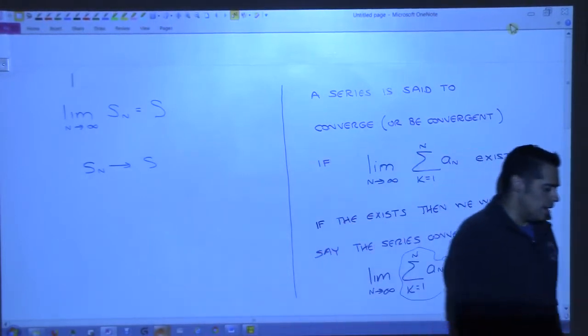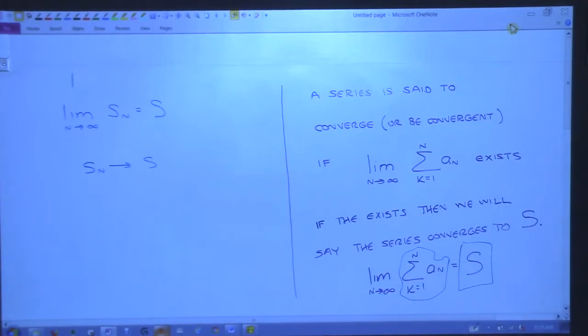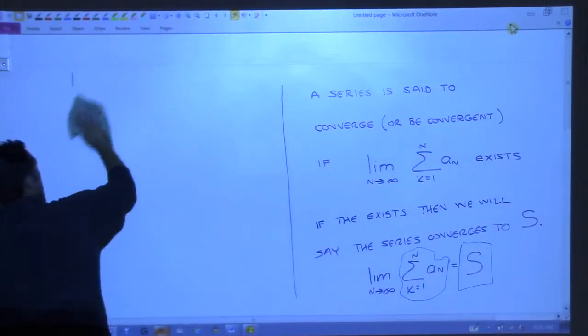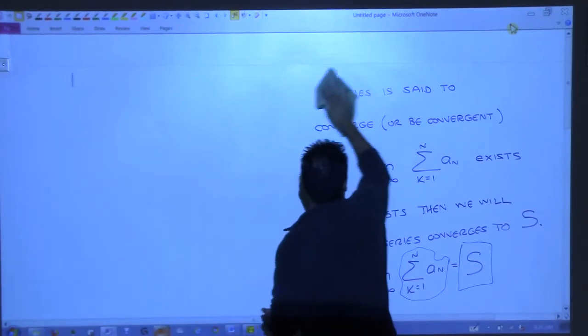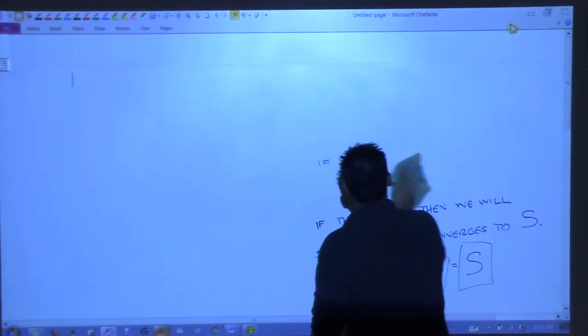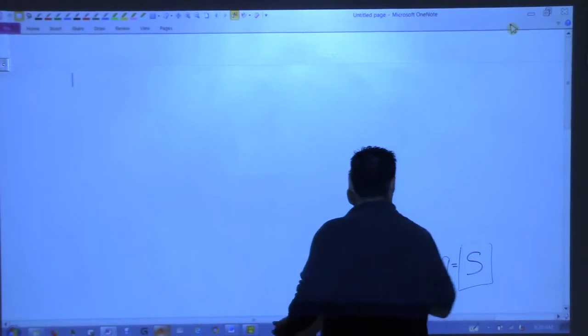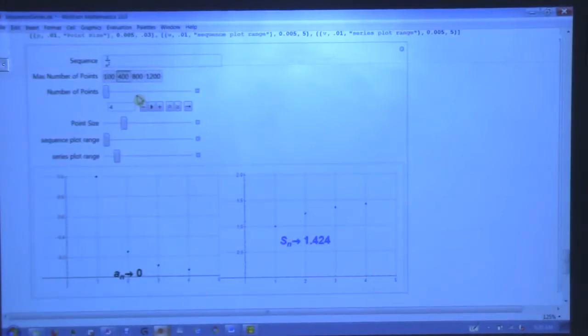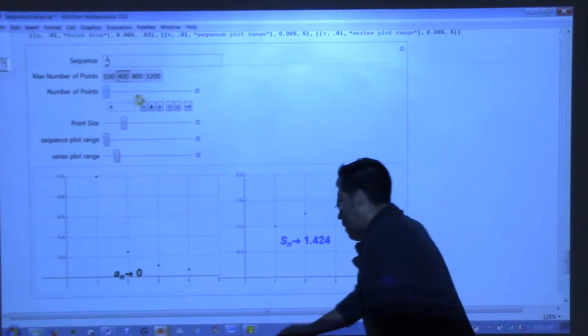Now let's take a look at, I'm going to use the computer to try and see if we can investigate two particular sequences and see what their series do. All right, so I'm going to erase all this so we can clear the board. So let's go back to that problem that was n squared, 1 over n squared. And I'll write that down over here so you remember what we're looking at here.